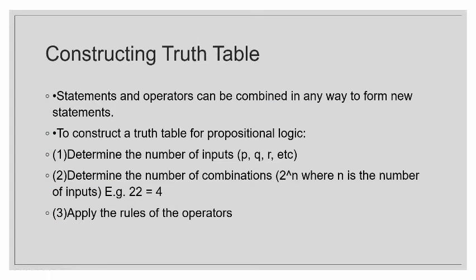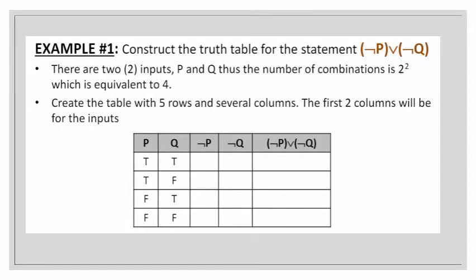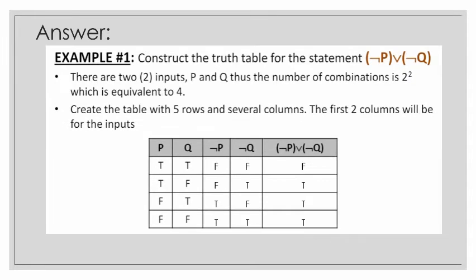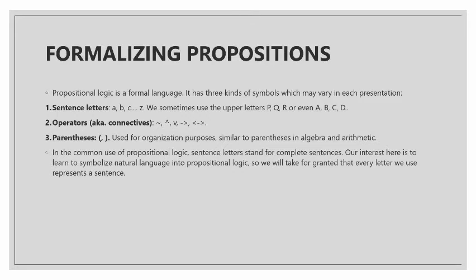In constructing truth tables, statements and operators can be combined in any way to form new statements. To construct a truth table for propositional logic, you have to determine the number of inputs, determine the number of combinations, and apply the rules of operators. Feel free to pause to answer this example. You got it right. So, we will now proceed to the next topic, formalizing proposition.